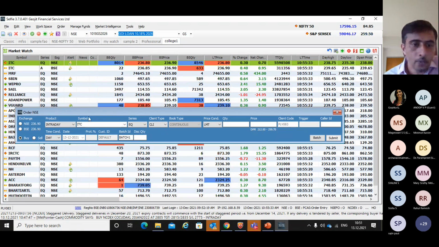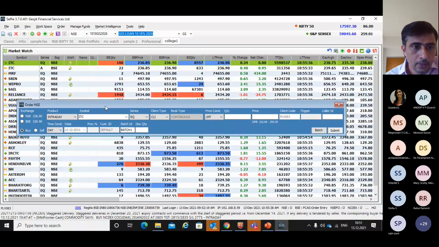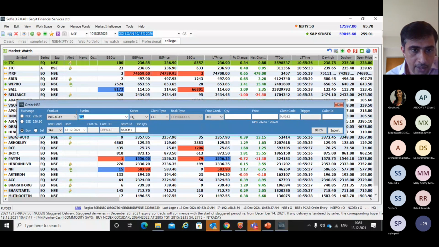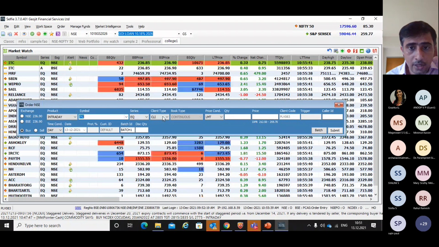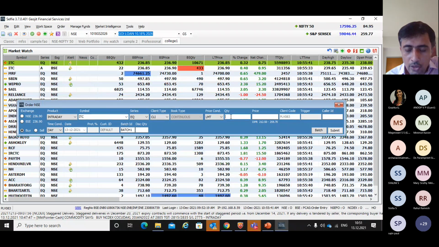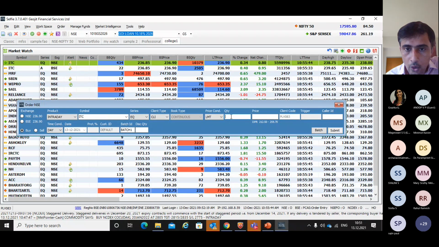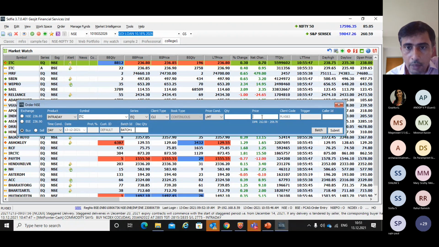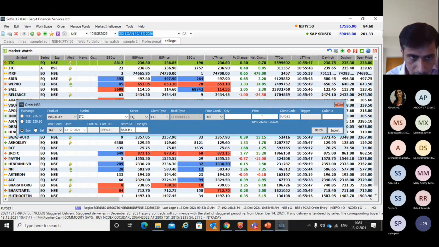So this is the order window of the exchange. You could see the symbol as ITC. So the stock I have selected is ITC. And there is a place to define my quantity, the number of stocks I would like to purchase, and the price at which I would like to purchase.